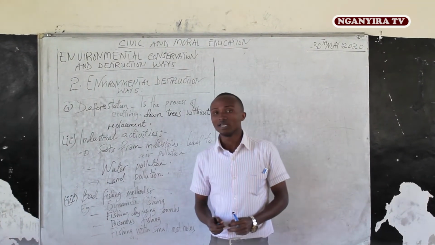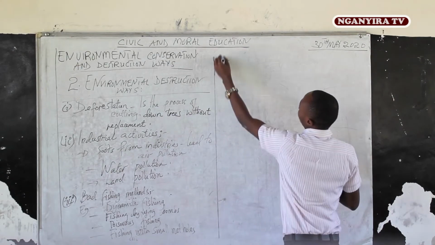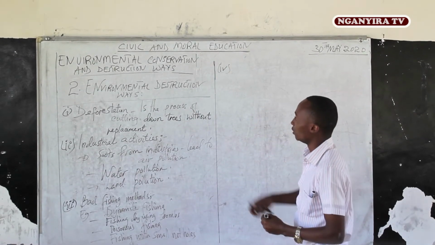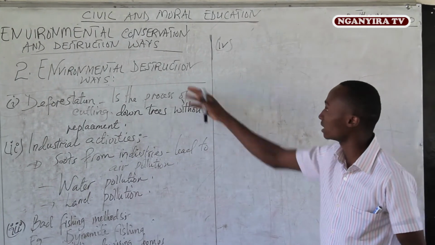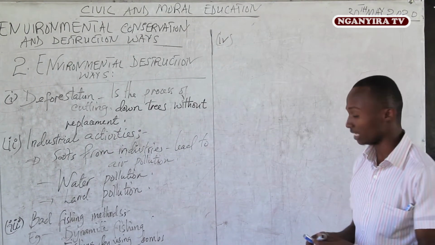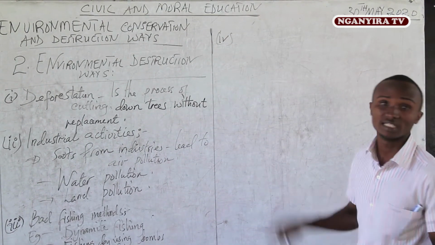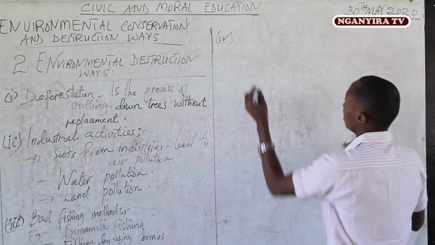Number four, a human activity or way that can destroy our environment is mining activities.